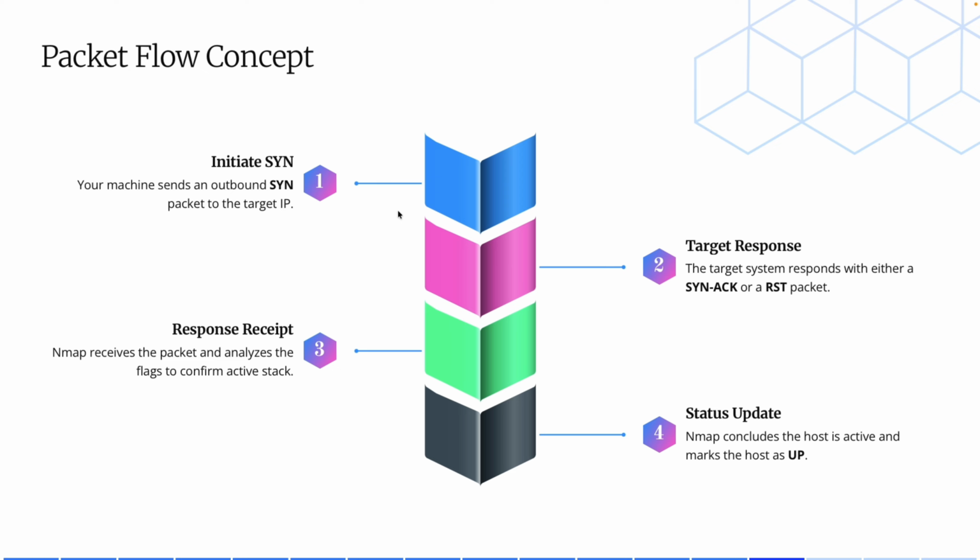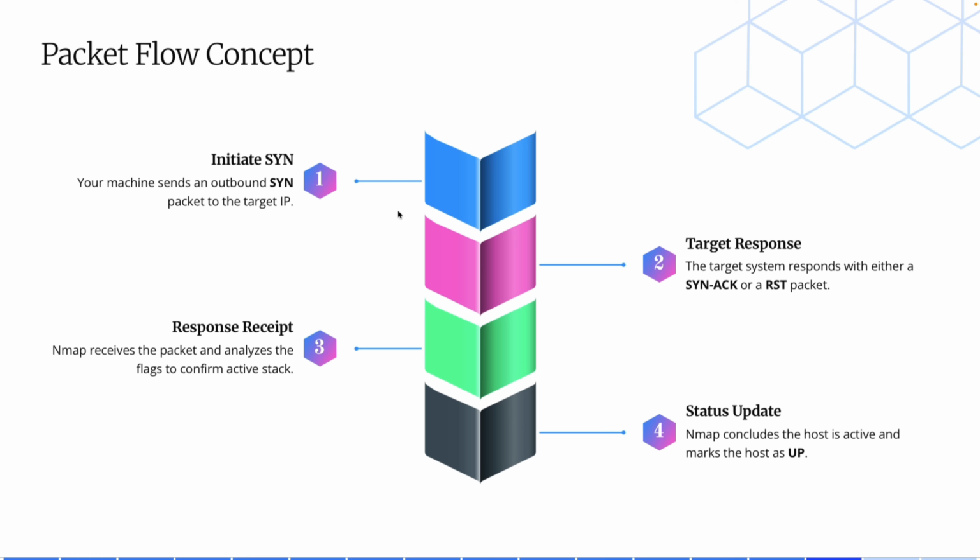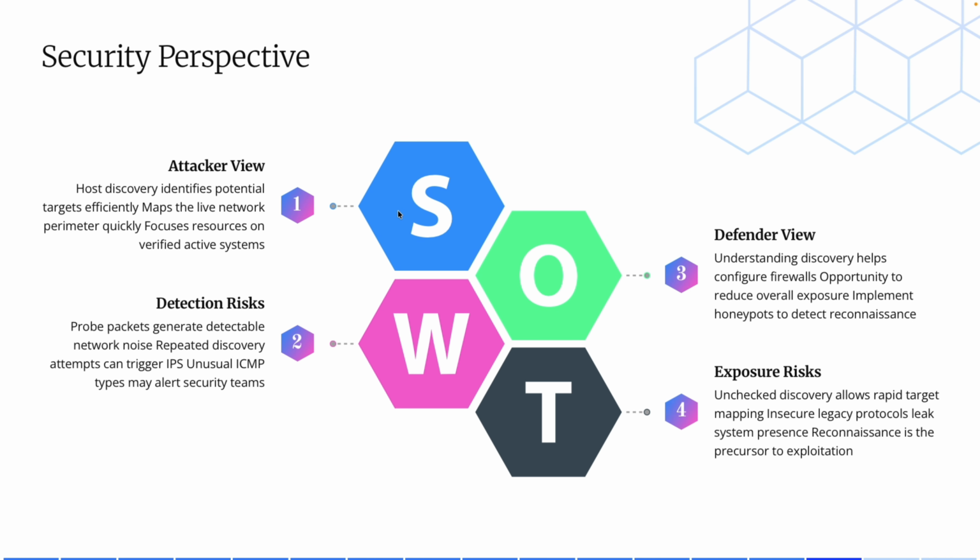Yeah, this is the response received and the packet flow that we already talked about. Seeing RST or response received status, we already talked about the packet flow concept. So from a security perspective, from an attacker view, like the passive reconnaissance that I explained in my first video, host discovery identifies potential targets. By doing that, especially using a tool like Nmap, you can find the services and the approximate version of those services.